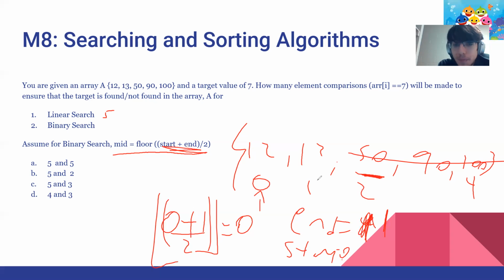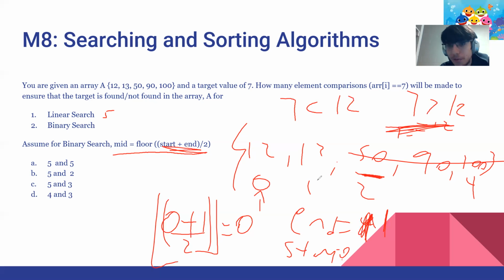Okay. And at position 0, we have to say, okay, is 7 less than 12? Is 7 greater than 12, or is 7 equal to 12? If 7 equals 12, we're done, right? Because we can just say it's at position 0. It's not that, though. Now what if 7 is greater than 12? Then we have to check somewhere to the right of 12, but to the left of 50, right? For example, if instead of 12 it was 1, then we'd know we'd have to check to the right of 1.